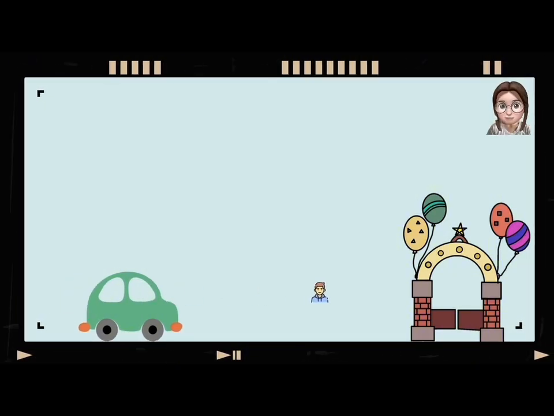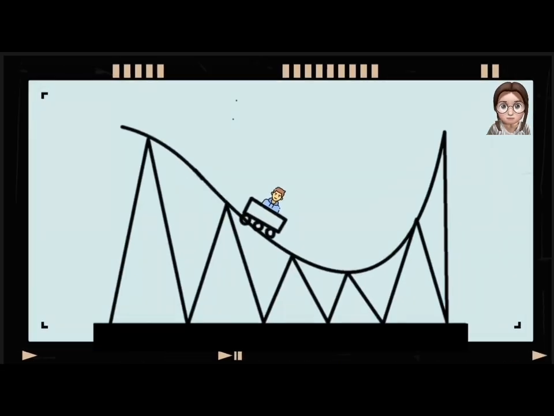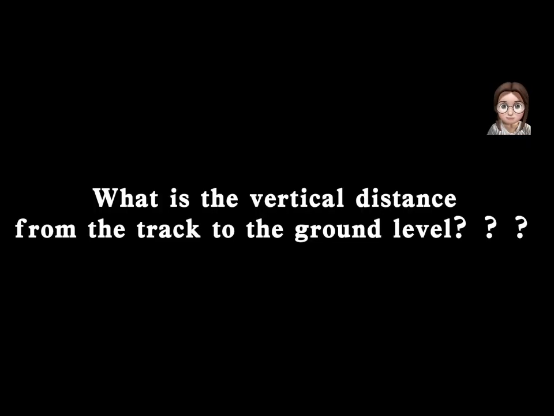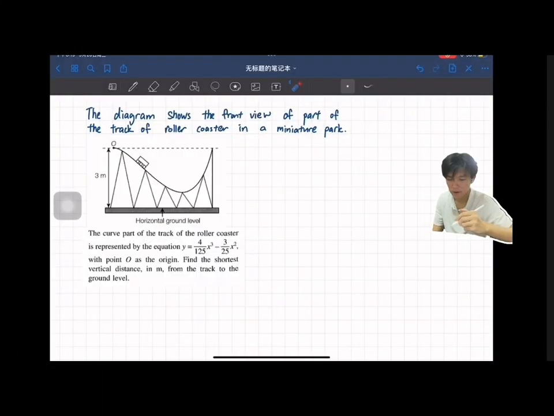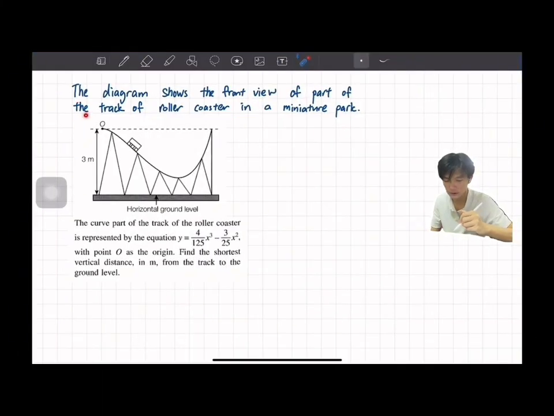Soon, Eddie arrived at the fun fair and went to the roller coaster. When he was on the roller coaster, he thought about what is the shortest vertical distance from the track to the ground level. The diagram shows the front view of part of the track of a roller coaster in a miniature park. The curved part of the track of the roller coaster is represented by the equation y equals 4 over 125 x cubed minus 3 over 25 x squared, with point O as the origin. Find the shortest vertical distance in m from the track to the ground level.